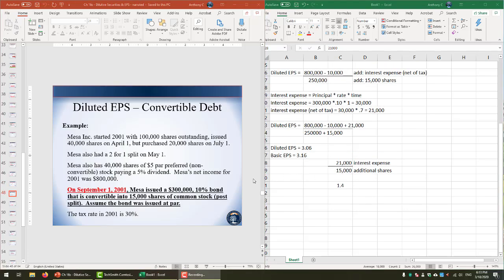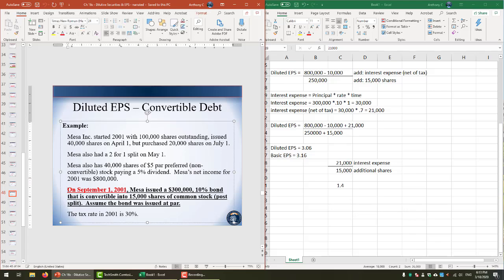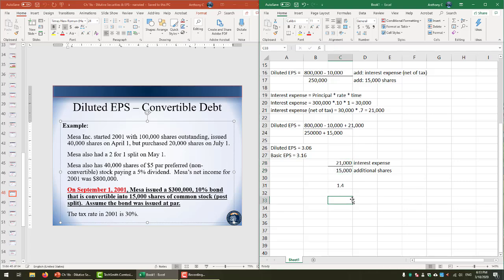Let's go through one more example of diluted EPS with convertible debt. In this example, we have the exact same scenario as in the previous example, except now the convertible bonds are issued on September 1st, 2001, instead of at the beginning of the year. So if we look at our work from the previous example, we added 21,000 of interest expense to the numerator and 15,000 additional shares to the denominator. Again, however, we assumed that these bonds were converted at the beginning of the year, since the bonds were issued at the beginning of the year.